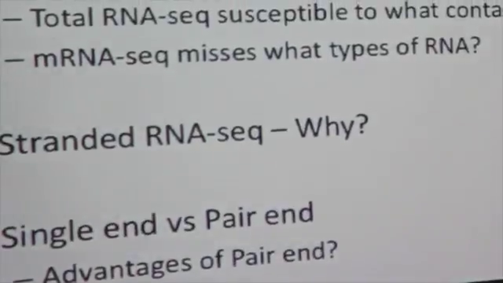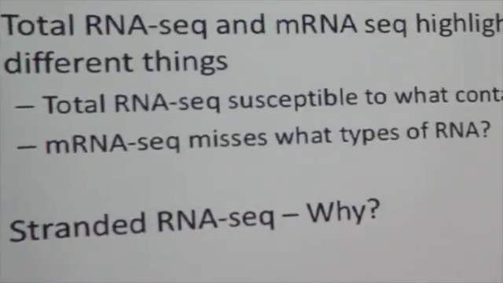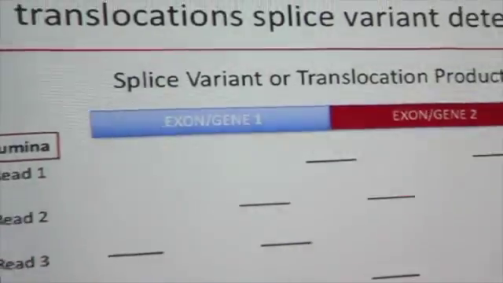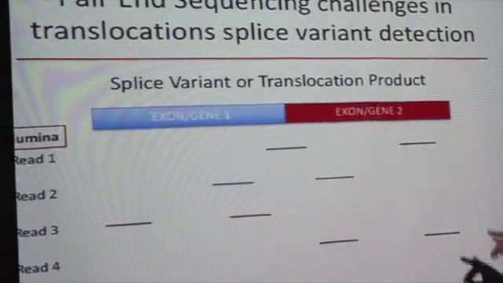Total RNA-seq, mRNA-seq, I think you guys understand that, so I'm not going to go into it. Stranded RNA-seq, we just talked about. And then single end versus paired end. This is really what I've been talking about with the splice variant and translocation thing.